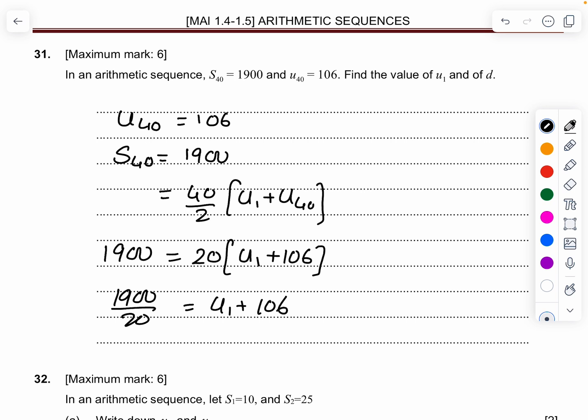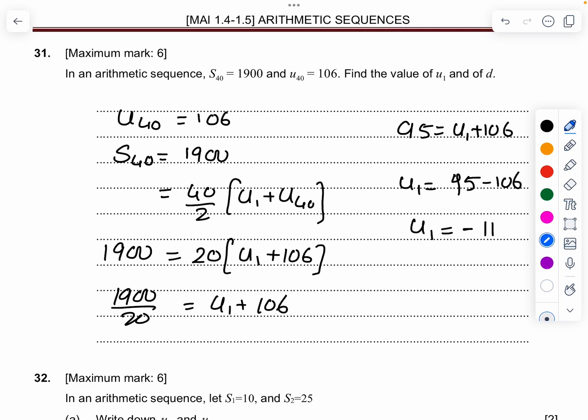So it becomes 95. 95 equals U1 plus 106. So U1 equals 95 minus 106. So U1 equals negative 11. Find the value of D.